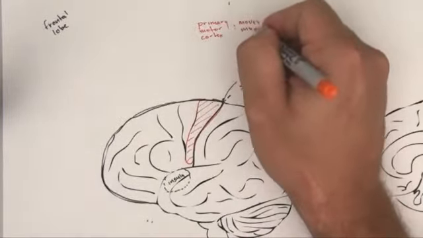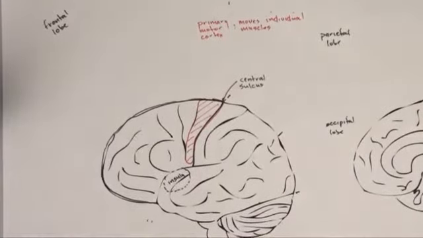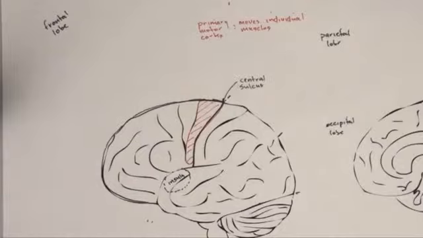Keep in mind that there will be some simplification here just because I want to have an understanding of what things are doing. Can't have a real complete understanding, but I'm going to get you the gist of what's going on. What the primary motor cortex does is it sends axons down to the spinal cord to move individual muscles.